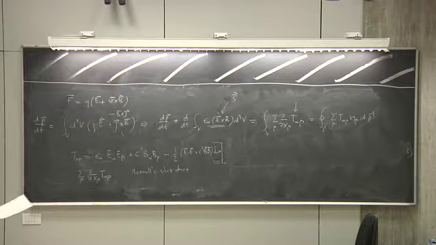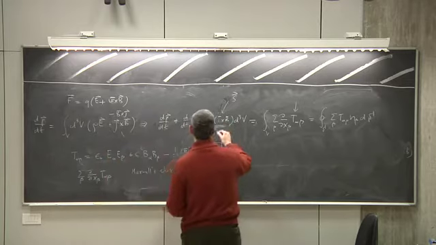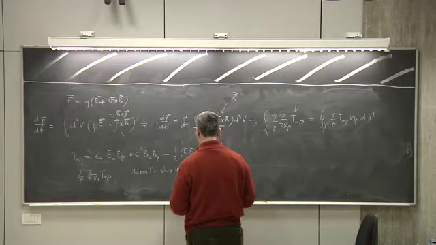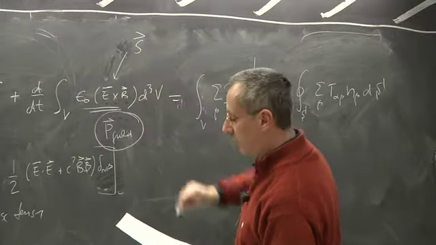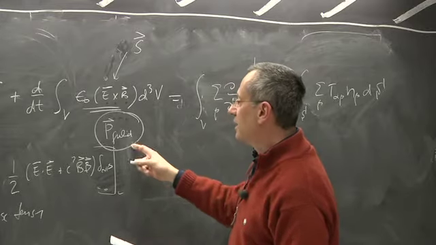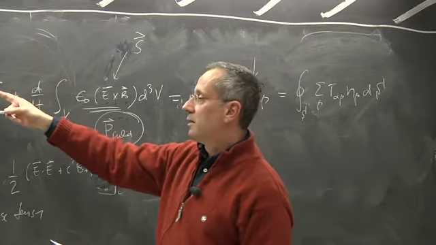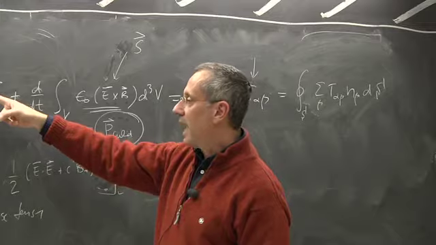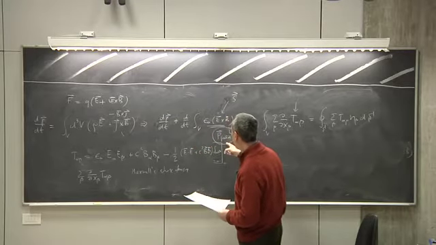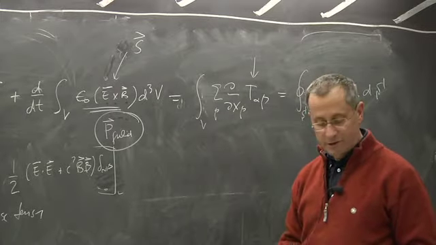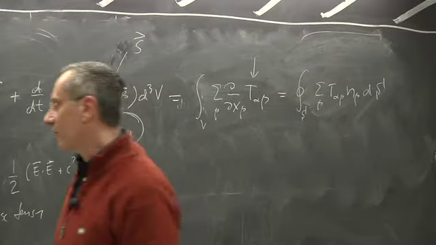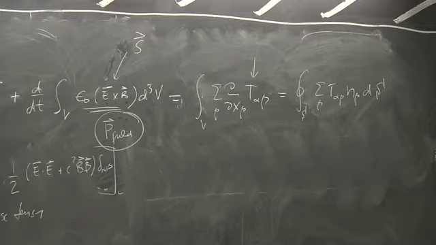So if I call this the P of the field, this is the momentum of the field, right? The integral of this density of the Poynting vector. So you see that the sum of the change in the mechanical momentum plus the momentum of the field is given by this integral over the surface of Maxwell's stress tensor. Okay, so that's the conservation of the momentum.